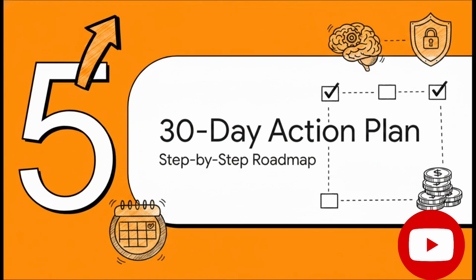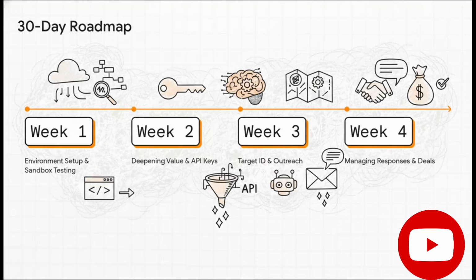Let's bring it all together. Section 5. Your 30-day action plan. By dedicating just 1 to 2 hours a day, you can systematically build this consulting practice from the ground up. Week 1 is all about foundation, spinning up your cloud terminal and running your first Subfinder scans on public sandbox targets. In Week 2, you deepen your arsenal by sourcing those free API keys from the Chaos platform and really mastering how to use AI to filter for high-value keywords.